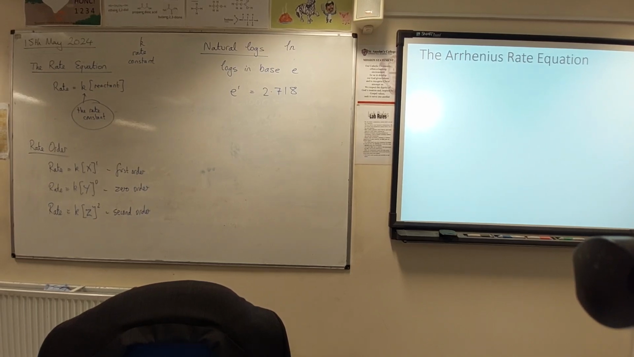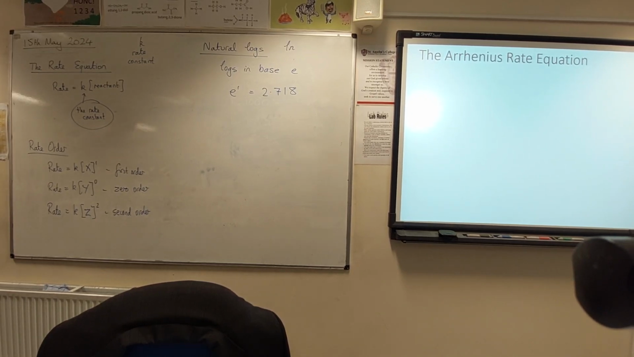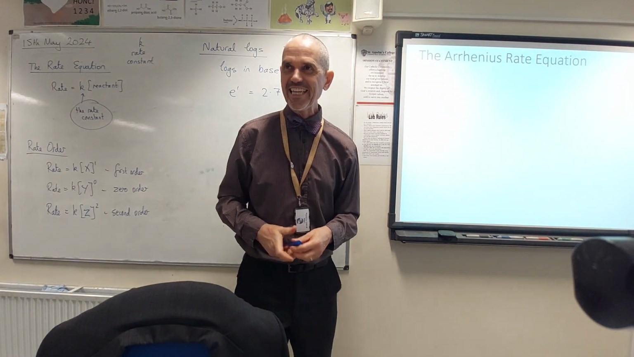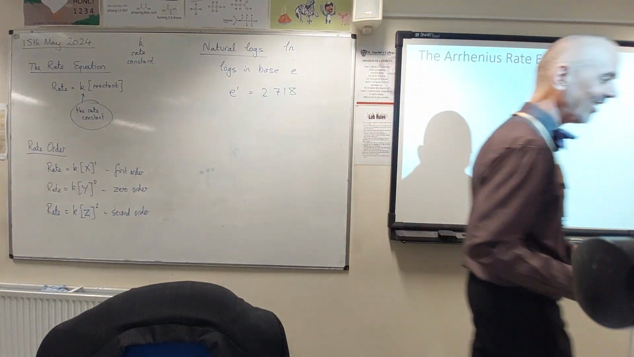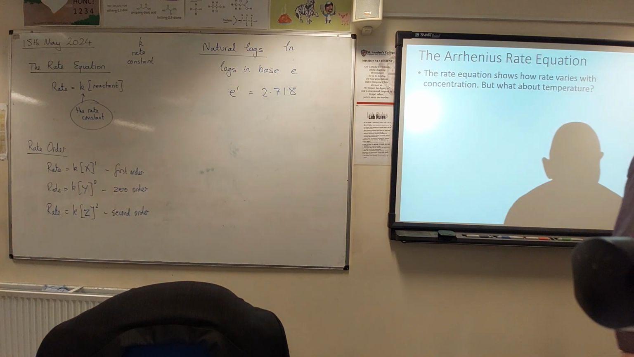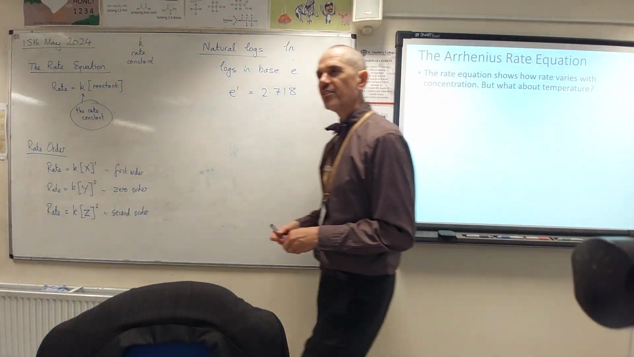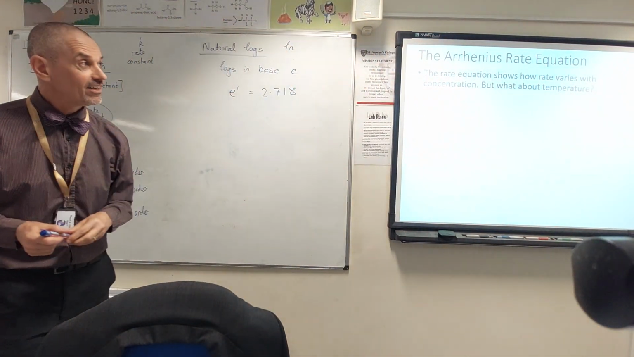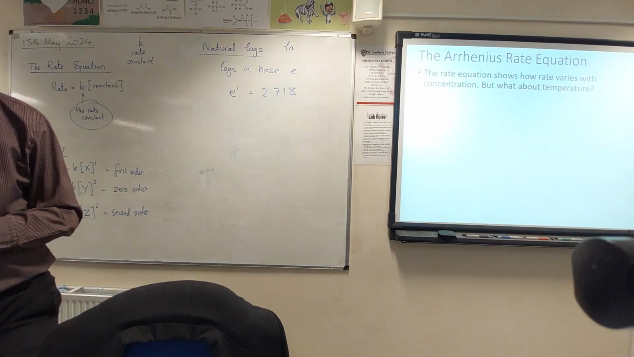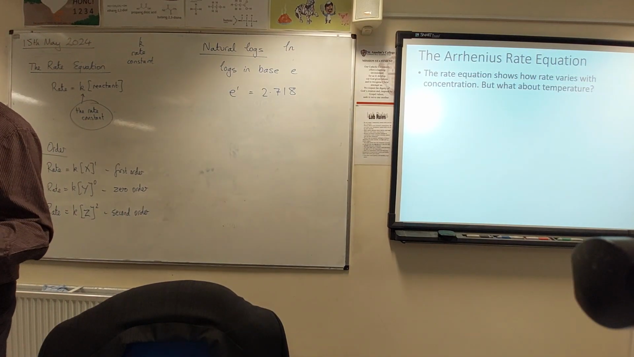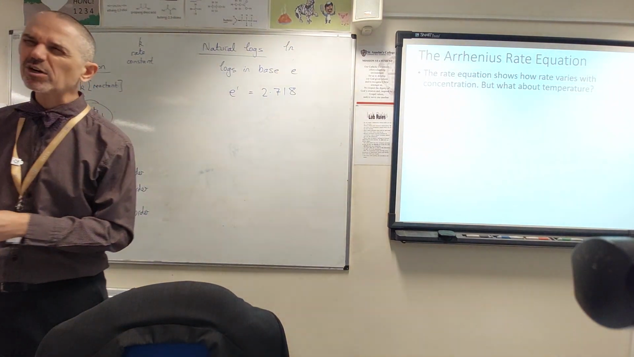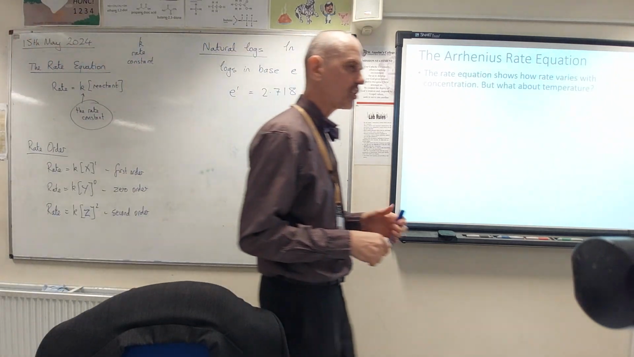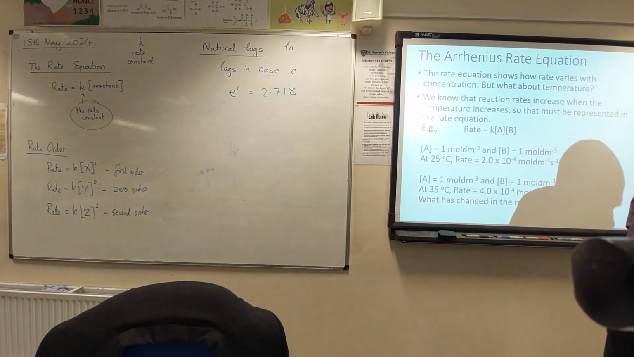Okay, so now we all know what E is and natural logs are. Let's introduce the Arrhenius rate equation. Just to give us a bit of background here, rate varies with concentration. We've got a handle on that. Now, what about rate with temperature? How does rate vary with temperature?